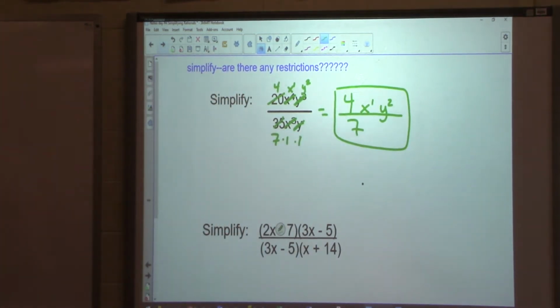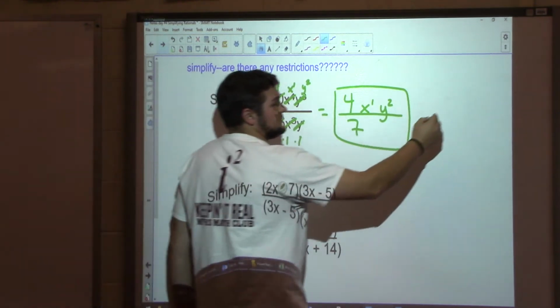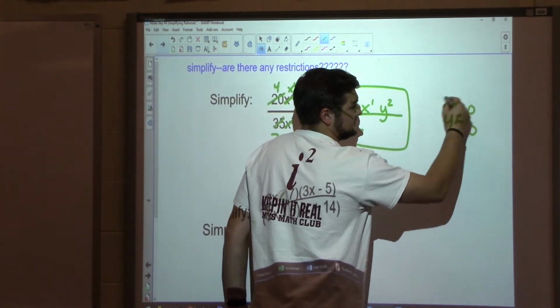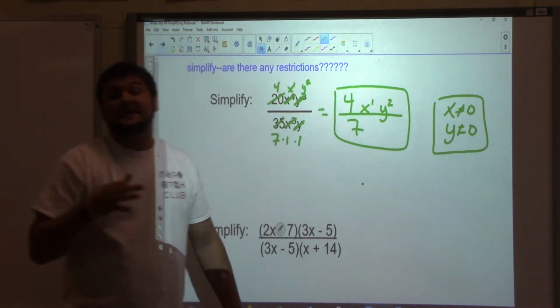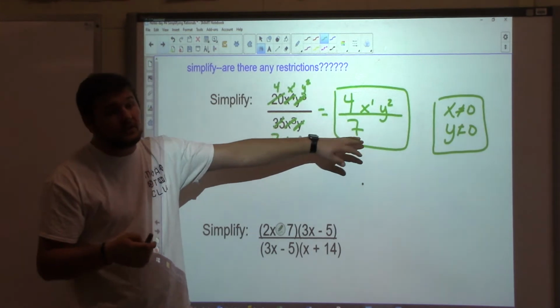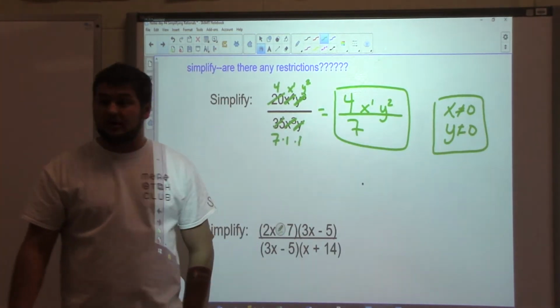And then lastly, it wants to know, are there any restrictions? X and y cannot equal 0. Both x and y cannot equal 0. Remember guys, yesterday we said, or was it 2 days ago? We said we cannot just look at our end result. We can't just look at the 7. We need to look where we began as well. Alright, so x cannot equal 0, y cannot equal 0.